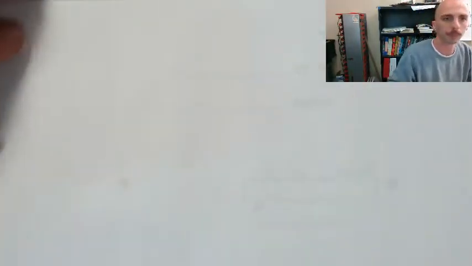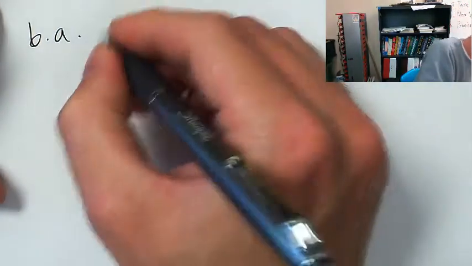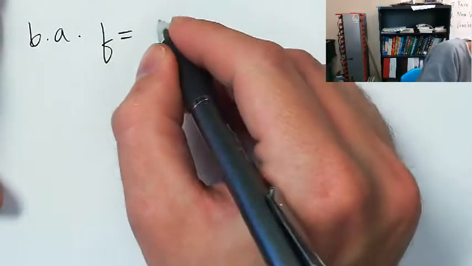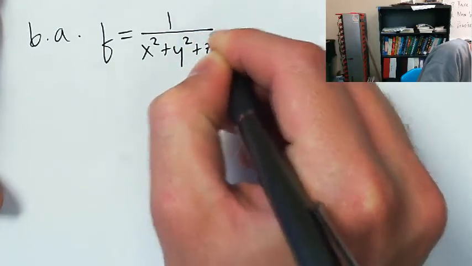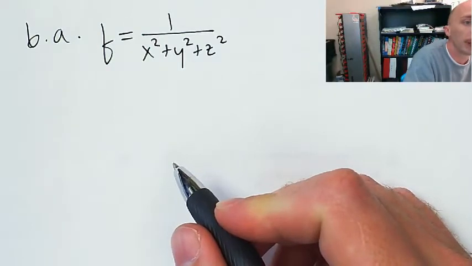Use spherical coordinates to evaluate the integral of f over the given region. And 1 over x squared plus y squared plus z squared. Okay, in spherical, that's going to be 1 over rho squared.